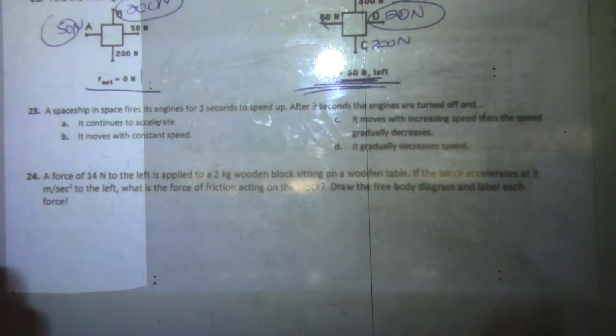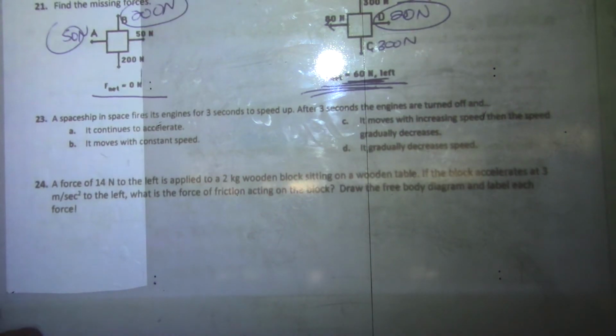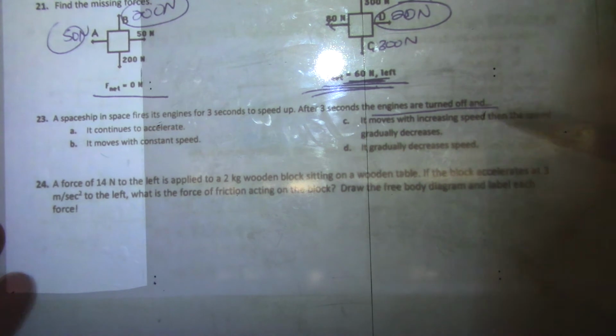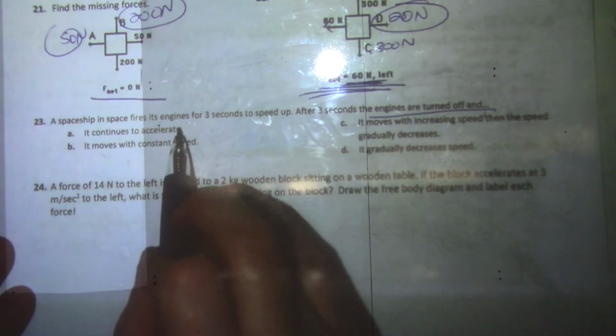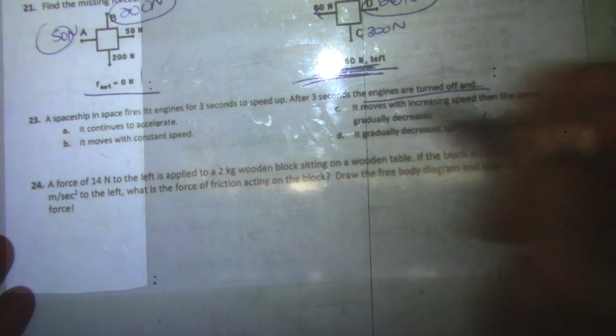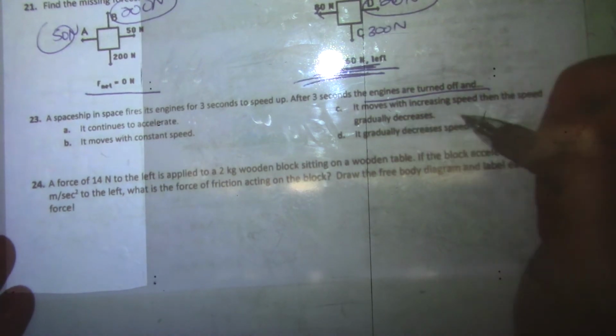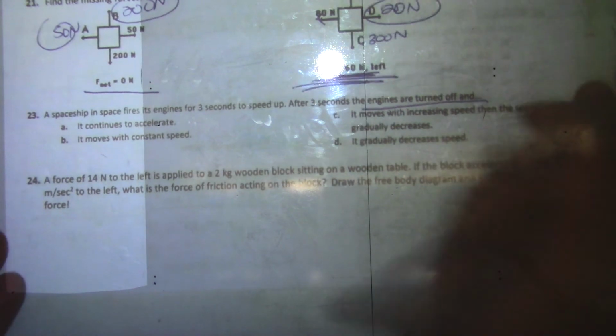A spaceship in space fires its engines to speed up, and then the engines are turned off. What happens after the engines are turned off? It continues to accelerate, it moves with constant speed, it moves with increasing speed, then the speed decreases, or it just decreases in speed.